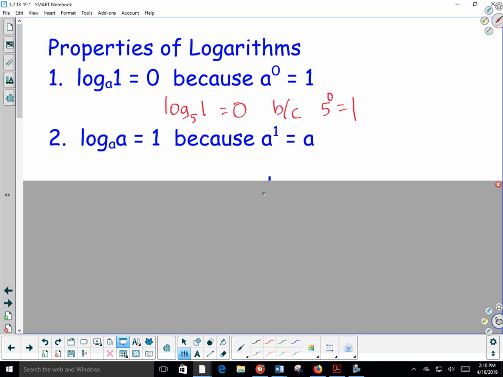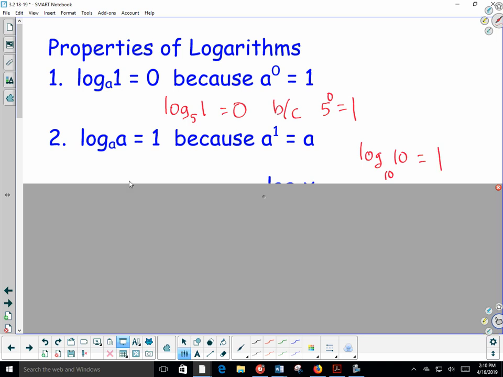Next property says log to the base A of A is always going to be equal to 1, and that's because A raised to what power gives me A? A raised to the first gives me A, right? So if I have log to the base 10 of 10, this is saying 10 raised to what power gives me 10? 1. 10 to the first gives me 10. So anytime your base matches what you're taking the logarithm of, your answer is 1.